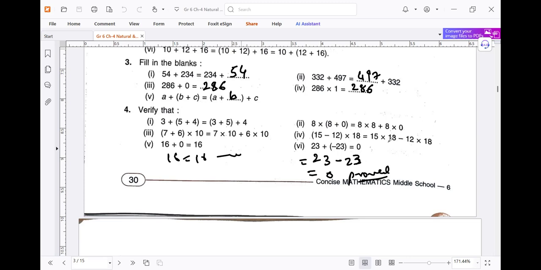This you need to do distribute. This is what we did, right? This is 3 into 18, which is 54. So 15 into 18 you have to multiply. Then 12 into 18 you have to multiply and subtract after this, right? Clear? So this verification you have to do.